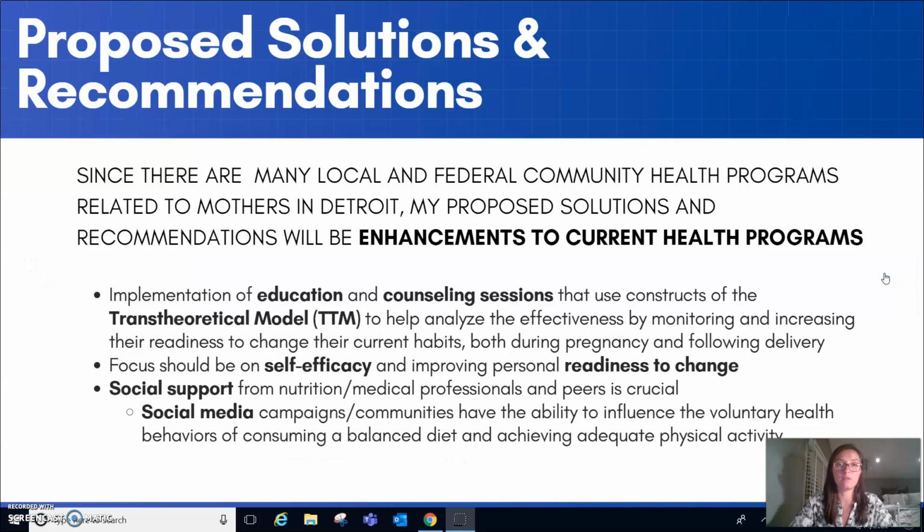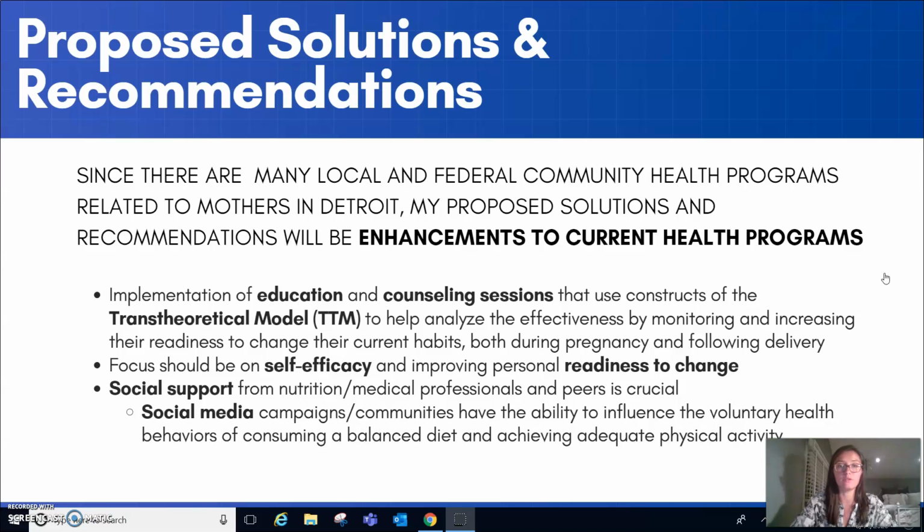My proposed solutions and recommendations are, since there are so many local and federal community health programs related to mothers in Detroit, such as WIC or Detroit Mama Hub, enhancements to current health programs. The implementation of education and counseling sessions that use constructs from the transtheoretical model to help analyze the effectiveness of the program by monitoring and increasing their readiness to change their current habits, both during pregnancy and following delivery of their baby. The focus should be on self-efficacy, or increasing their own internal self-confidence, and improving their personal readiness to change, as those two factors are extremely correlated.